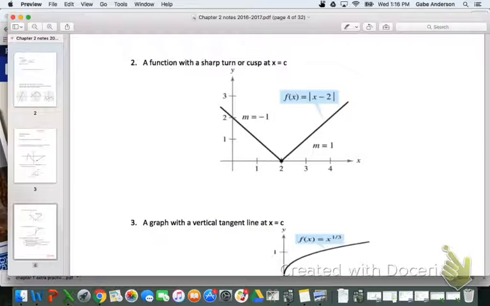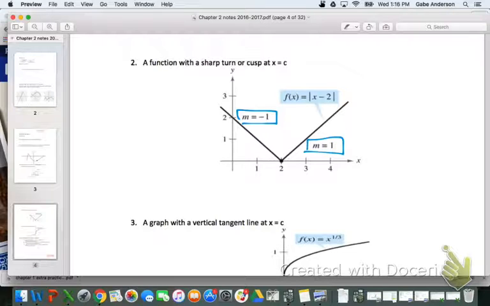All right, example number 2, a function with a sharp turn or cusp at x equals c. So I'd say in this case our c value is 2. I think 2 is a point of non-differentiability, so you can see that it's labeled on your picture as such. The slope on the left side of the graph is -1, the slope on the right side is +1.